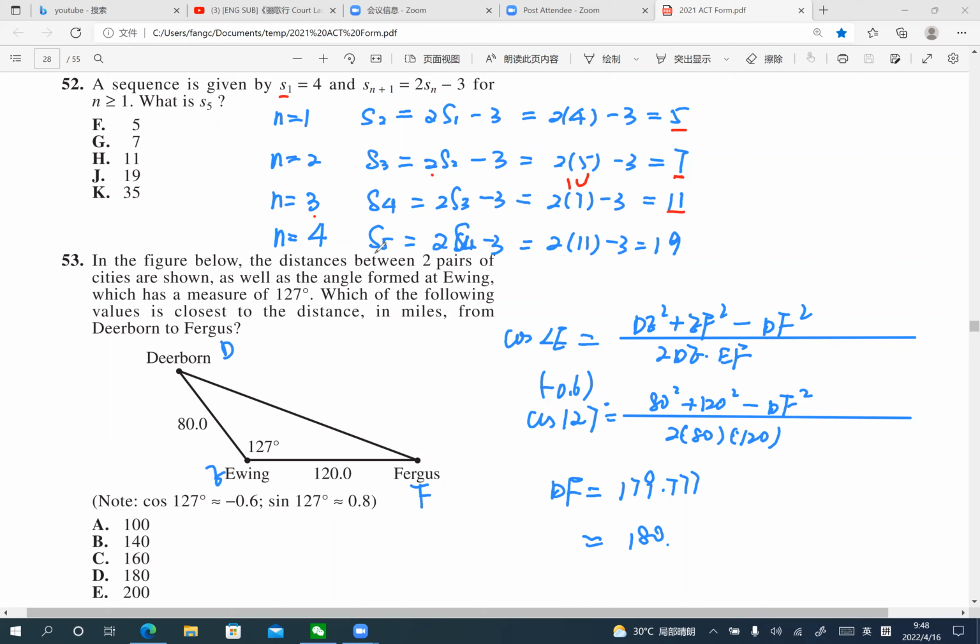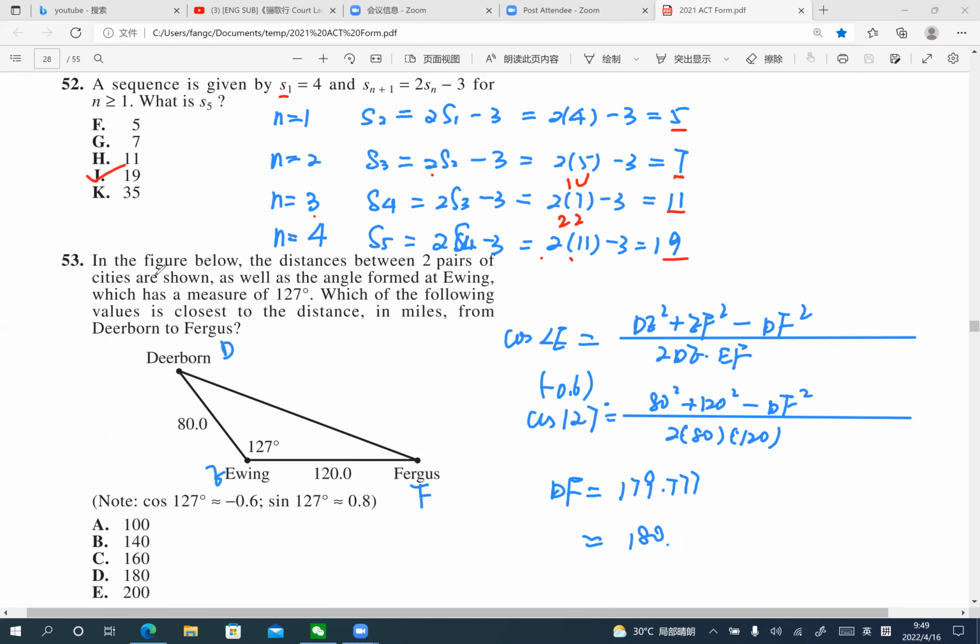When n equals 4, S5 should be equal to 2 times S4 minus 3. S4 is 11, so 2 times 11 is 22. 22 minus 3 is 19. So for question 52, we should choose option J, 19.